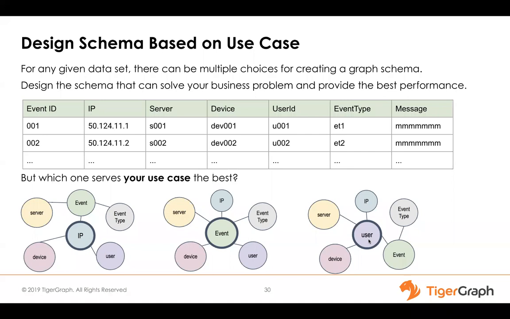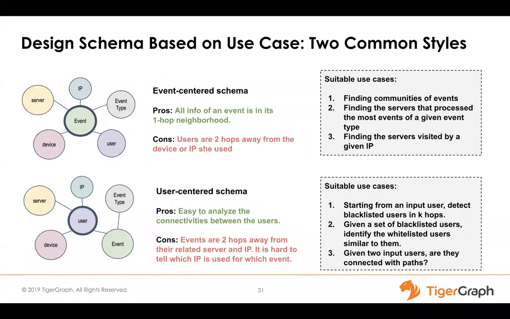Each choice has its own pros and cons, and we want to make this decision based on your own use case. For example, if we define the schema as event-centered, that is, the event vertex lies in the middle and connects to everything related to this event. The pro here is that all info of an event is in one hop distance. If you query anything about an event, you just do a one hop traversal and get everything, right?